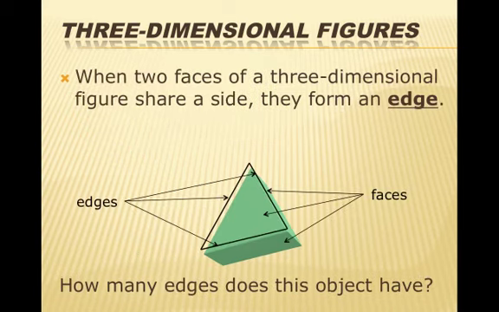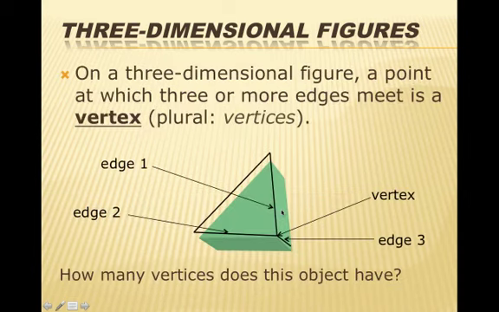When two faces of a three-dimensional figure share a side, they form an edge. So you can see these three arrows here are pointing to the edges of this shape. So there's an edge right here. There's an edge right here. And then there's an edge right here. So there's a bunch of edges. How many edges does this object have? Well, this would be one right here. This would be 2, 3, 4, and then there would be 5, and then there's a 6 right below this one, and then there would be a 7th and an 8th one right below there.